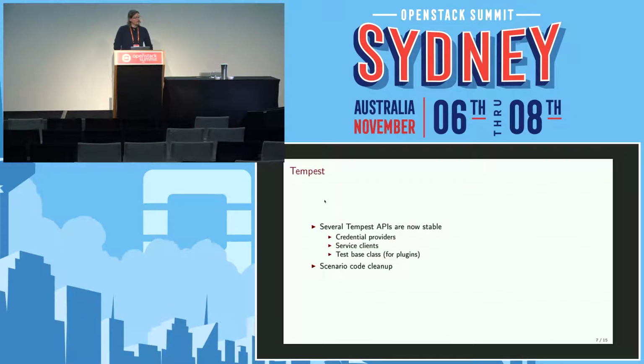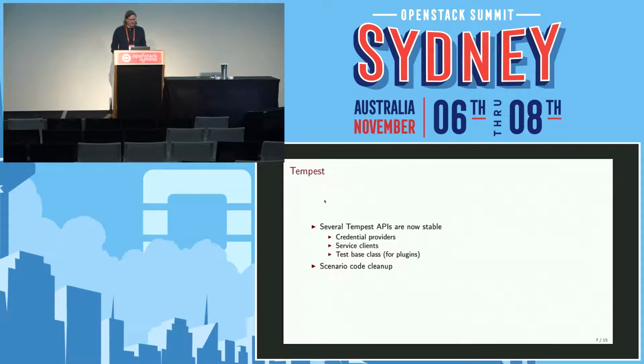So what have we been up to in Queens? On the Tempest side, there are a number of APIs that are now stable, which means that you can import Tempest or put Tempest in your requirements if you are writing a test, and use this API, and we will not change the signature of this API in any backward incompatible way. If we have to make a change that is backward incompatible, it will go through a deprecation cycle of minimum 6 months. So you will get plenty of warning before that happens.